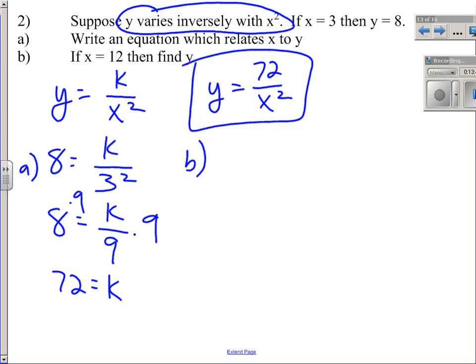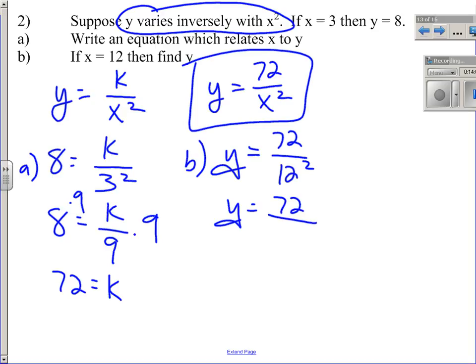Part B gives you the value of x and asks you to find y. So y equals 72 over x, which is 12, so over 12 squared. So y equals 72 over 12 squared, which is 144. Grab your calculator and you will discover that y is 0.5. All right.